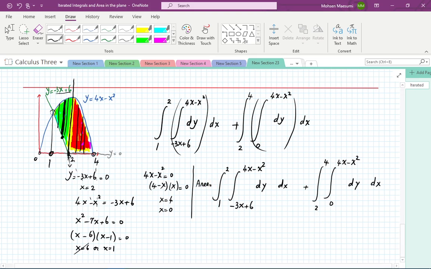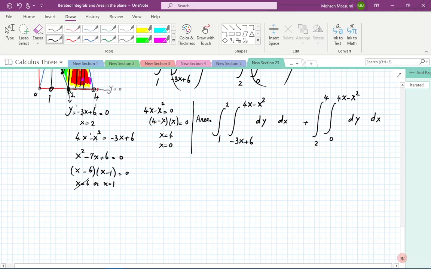Once again, it's the exact same problem that you would have had in Calculus 1. Just the style of writing is different. So antiderivative of dy is y, so this area becomes integral from 1 to 2 of. We go after this. Antiderivative of 1 with respect to y is just y. We have to calculate this thing between the lower value, which is minus 3x plus 6, to the higher value, which is 4x minus x squared.